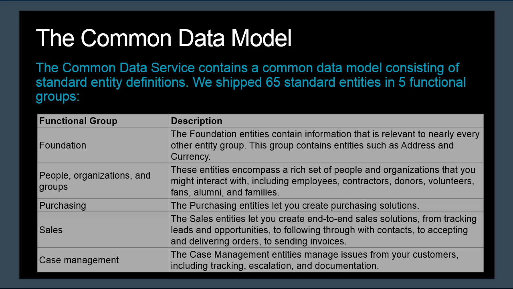So we shipped about 65 entities in 5 groups. We have foundational entities such as address and currency, we have people, organizations, and groups. We have some purchasing and sales entities and case management entities. So we're still working on our list of things that we want to support. This is a core area where we want feedback.